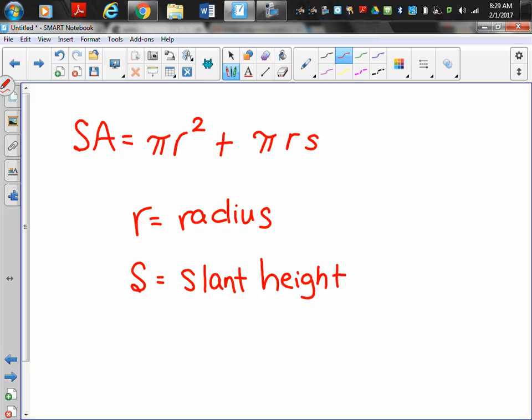And if they do not give you the slant height, here is the formula for that. Slant height equals square root of radius squared plus height squared. All right. This is a formula that you do not have to memorize. It's one that I will give you when the test comes. But you must know what goes where to plug the formula in.